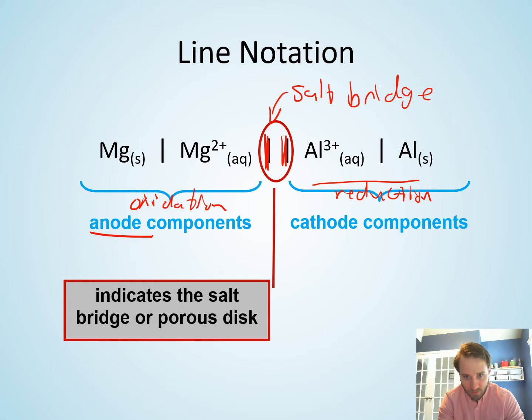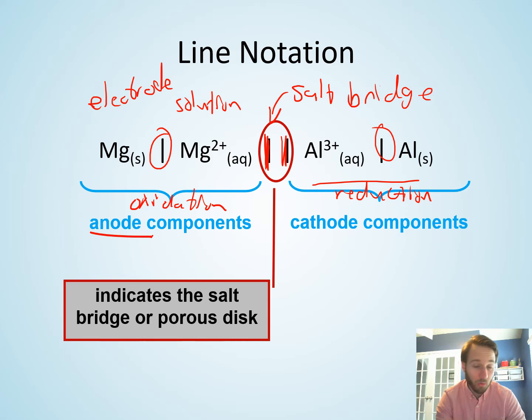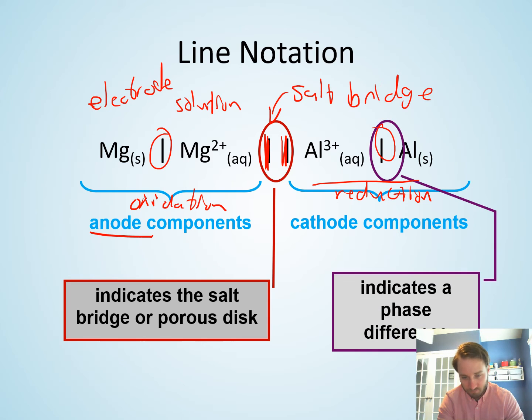And then these single vertical lines are separating the solution and the electrode, which, again, could be involved in the electrochemical reaction or not. It doesn't have to be. Often that's indicating different phases. Your electrode is often solid, and your solution has aqueous species. And so this is what's called the line notation for redox reactions.